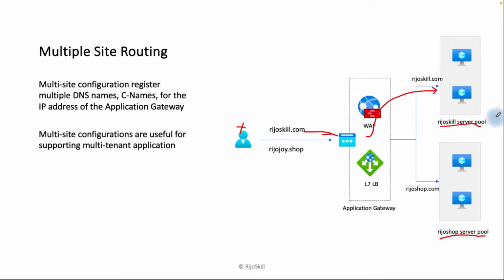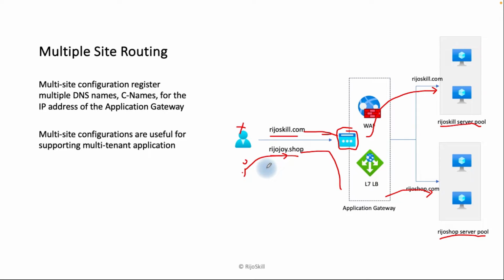the rijoskill.com server pool. Okay, so if another user needs to connect to rijoshop.com, it's the same process: the application gateway routes the traffic to the rijoshop.com pool. So here you can see one public IP address for the application gateway balancing two domain DNS names, like rijoskill.com and rijoshop.com. So now you understand the concept of multi-site routing. The same diagram we will now build in the Azure portal.